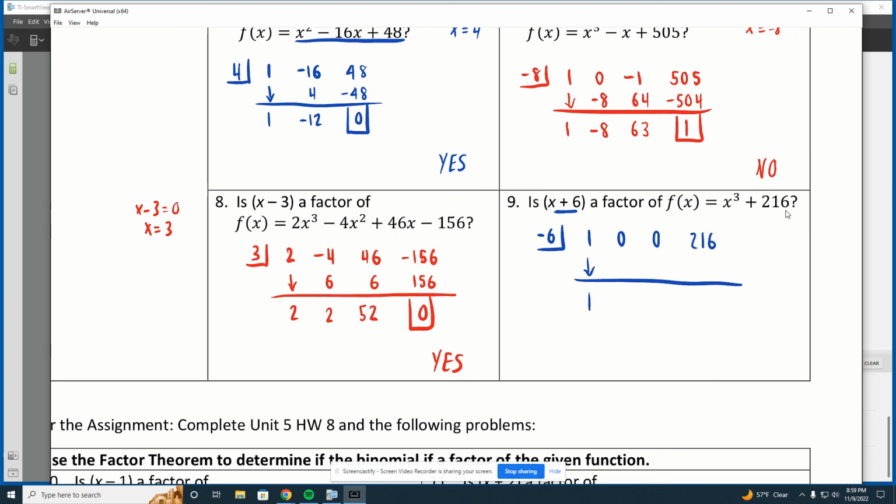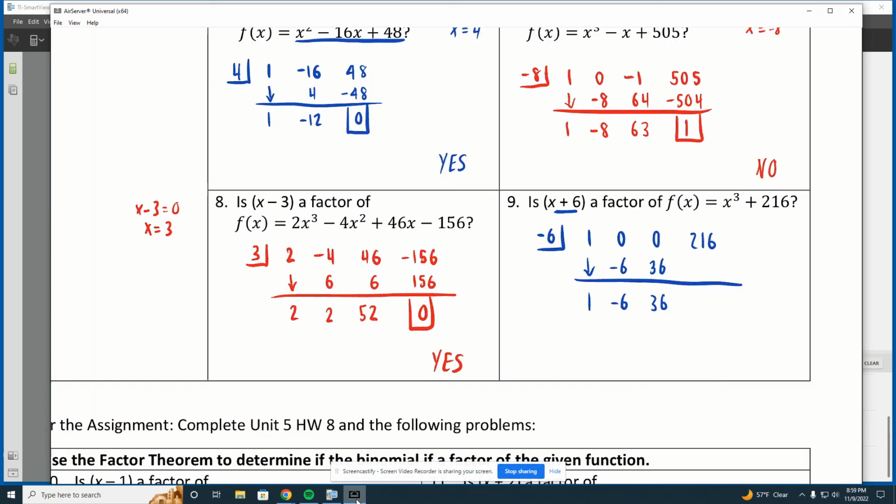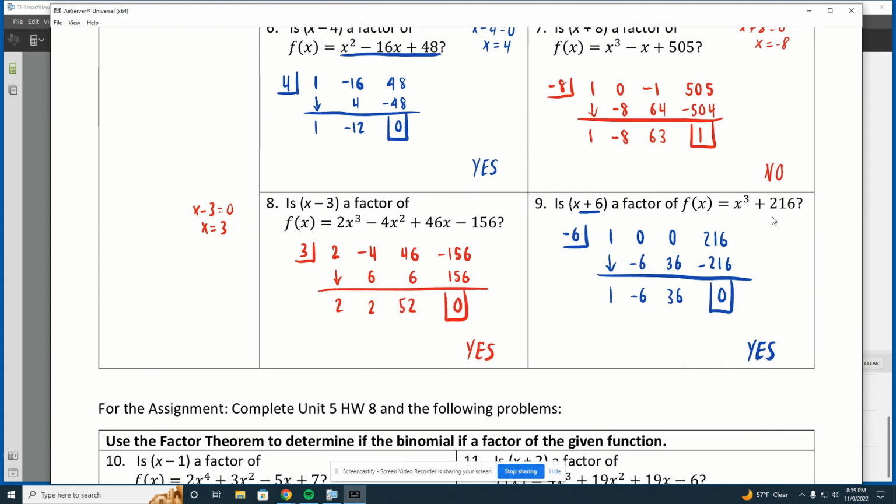So now we're going to bring the 1 down, and here we go. What's -6 times 1? -6. What's 0 minus 6? -6. What's -6 times -6? 36. What's 0 plus 36? 36. What's -6 times 36? -216. So sure enough, 216 minus 216 is 0. Yes, this one also is a factor. If I graphed x cubed plus 216, I guarantee you it crosses through the x-axis at -6. I promise. Go try it.